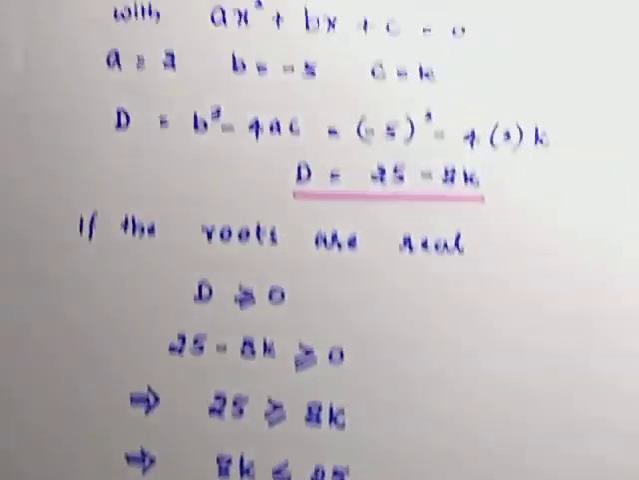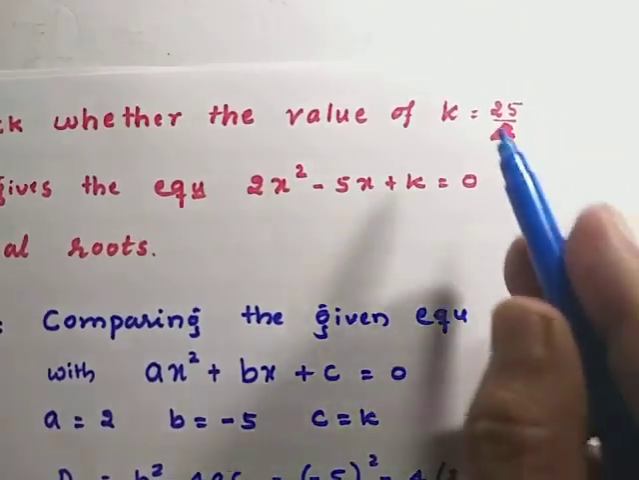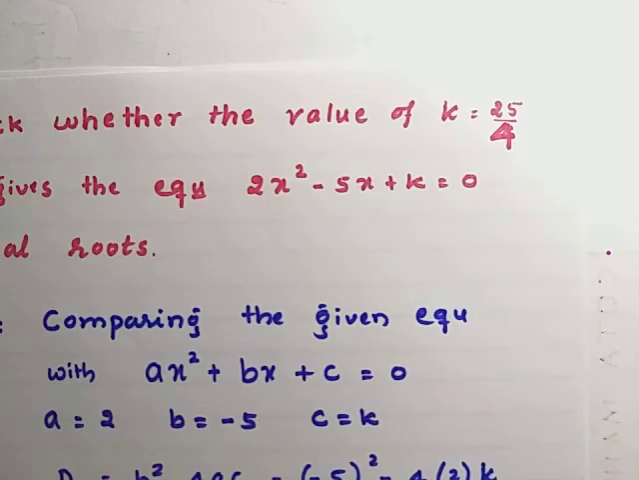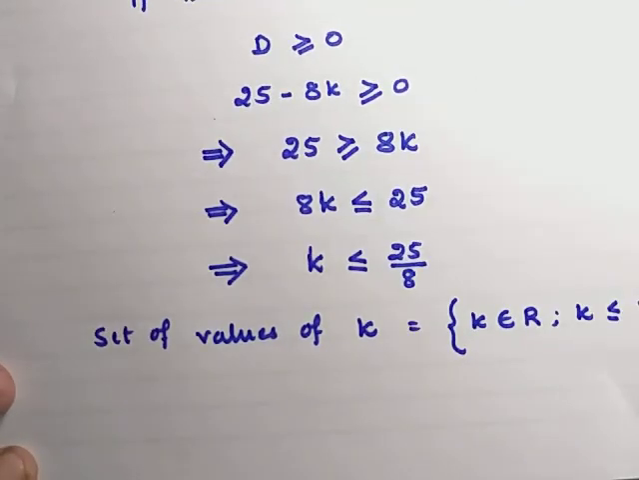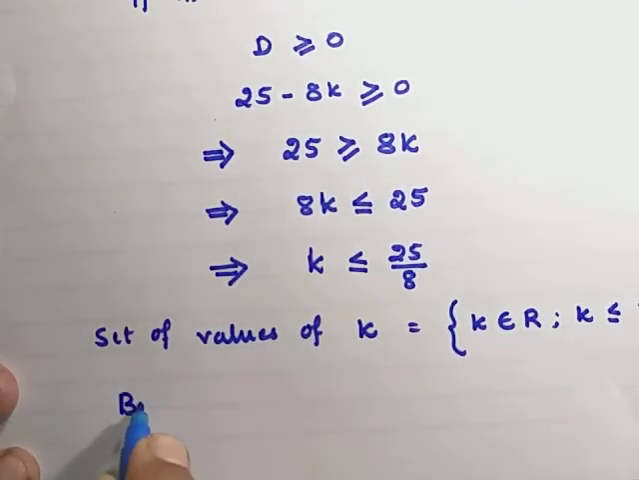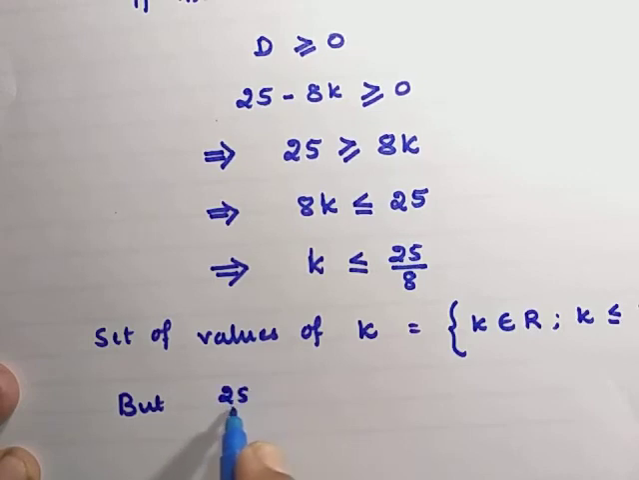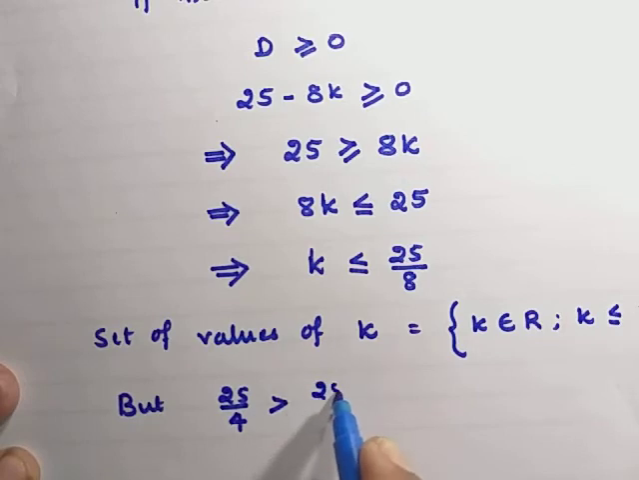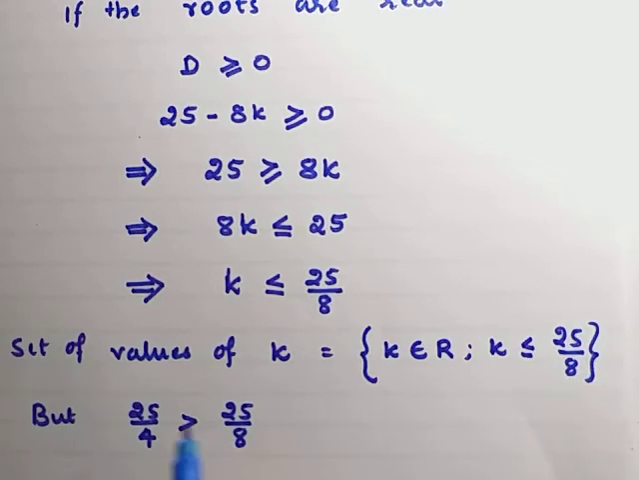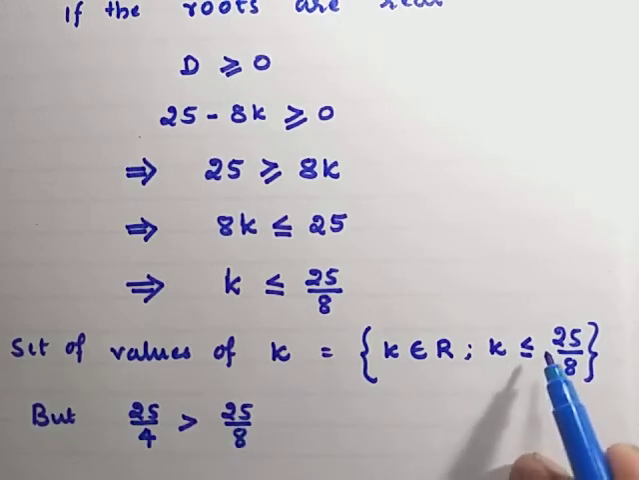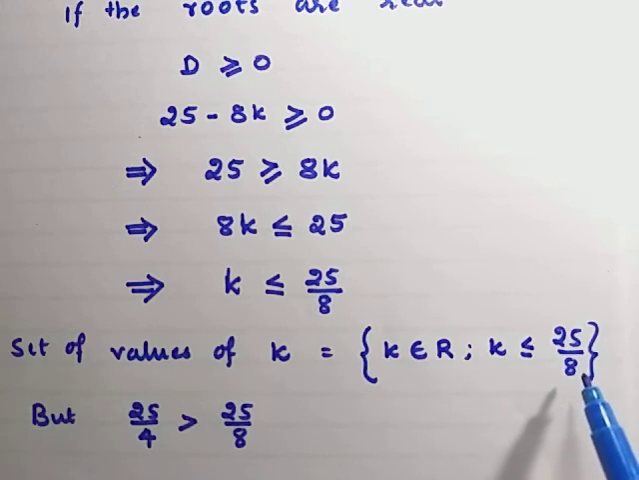But we are given to test whether k equal to 25 by 4 can give this equation real roots. 25 by 4 is greater than 25 by 8. That is this value, 25 by 8, and 25 by 4, this is the given value. Given value is greater than 25 by 8. But k values must be less than or equal to 25 by 8.